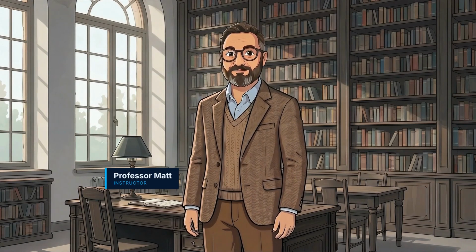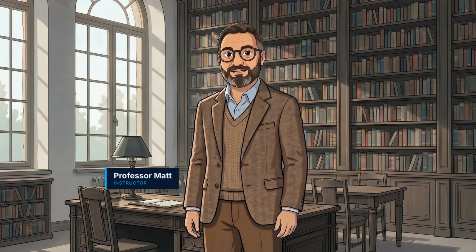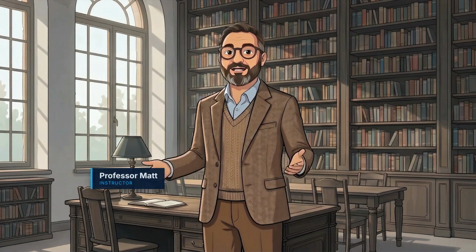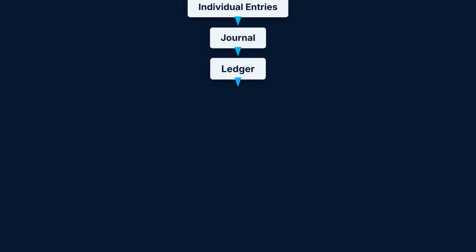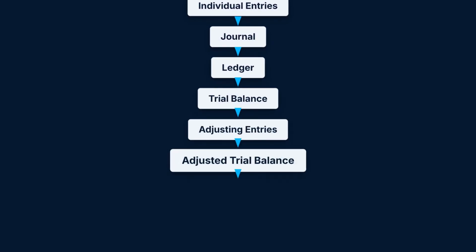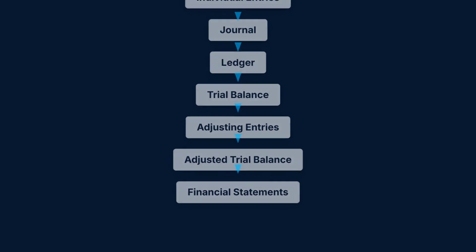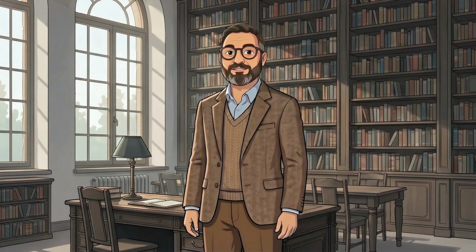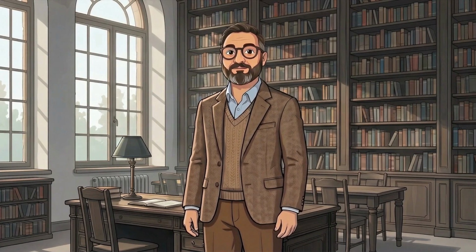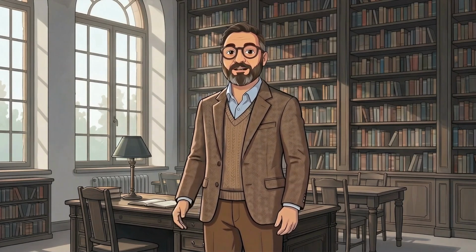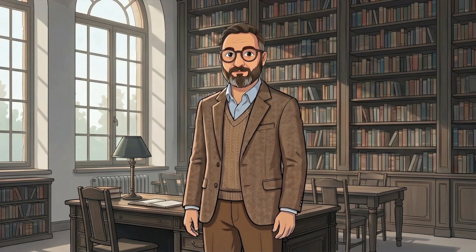The accounting cycle is a series of steps to take transactions from individual entries to financial statements. The process begins by analyzing transactions and deciding which accounts are affected. Recall that there are 5 account types. In the double entry system, every transaction will affect 2 or more accounts.